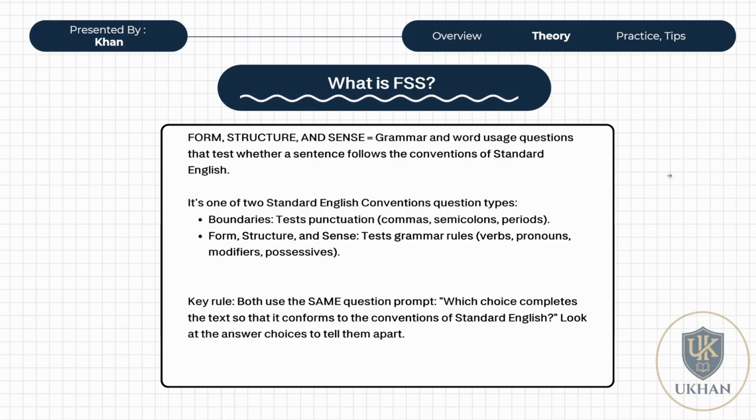So how do you tell them apart? It's quite simple. You have to look at the answer choices. If the 4 answer choices have the same words but different punctuation, then it'll be boundaries. But if the answer choices have different words, different verb forms, different pronouns, or words rearranged in different order, then it's going to be form, structure, and sense.